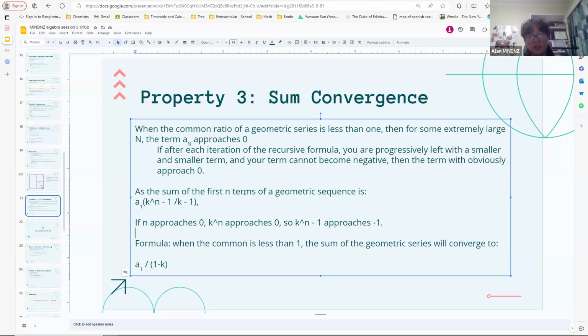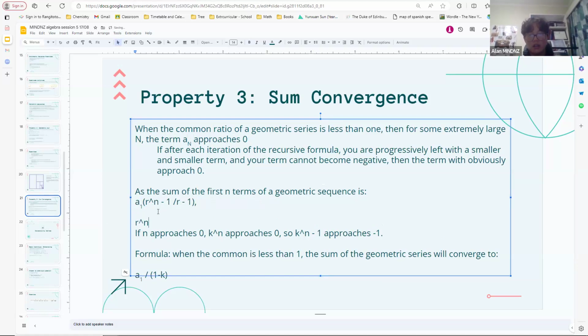The sum of the first n terms of a geometric sequence is defined as the first term times the common ratio to the power of n, divided by the common ratio minus 1. If the absolute value of the common ratio is less than 1, then as n approaches infinity, r to the n approaches 0. And so the sum as n approaches infinity will equal a1 times negative 1 over r minus 1, which is just a1 over 1 minus r.